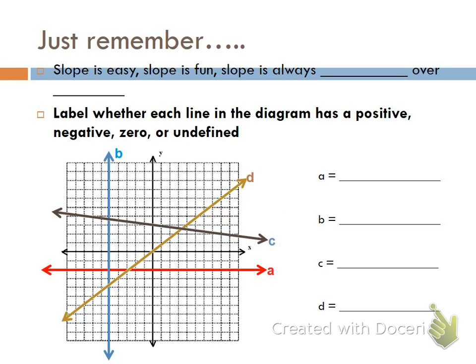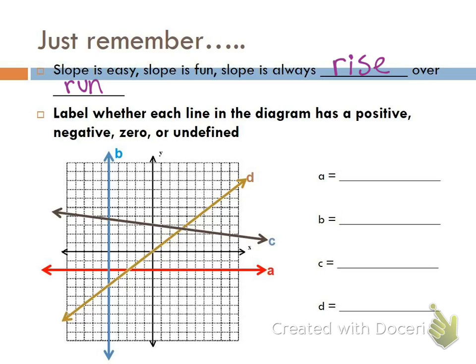All right, it's not my favorite jingle, but somebody in the math department likes it apparently. Slope is easy, slope is fun, slope is always rise over run. Who did? Oh, nice.